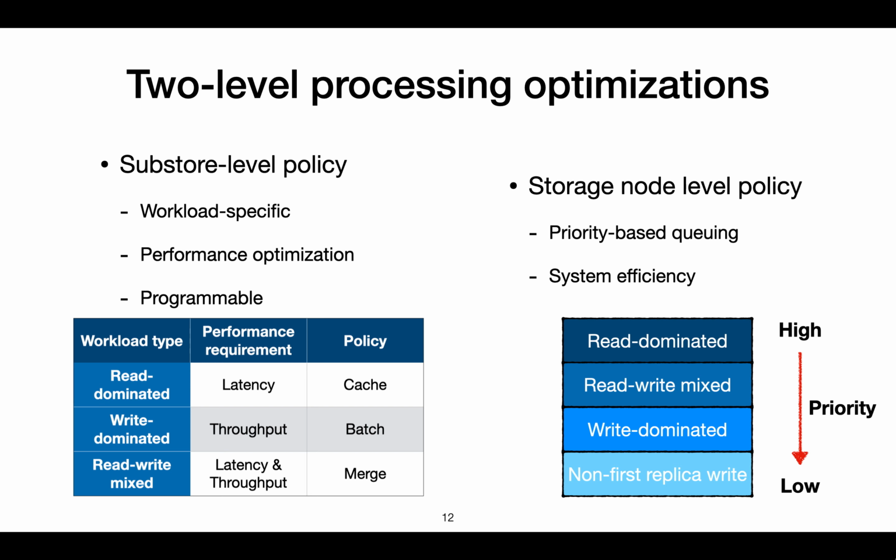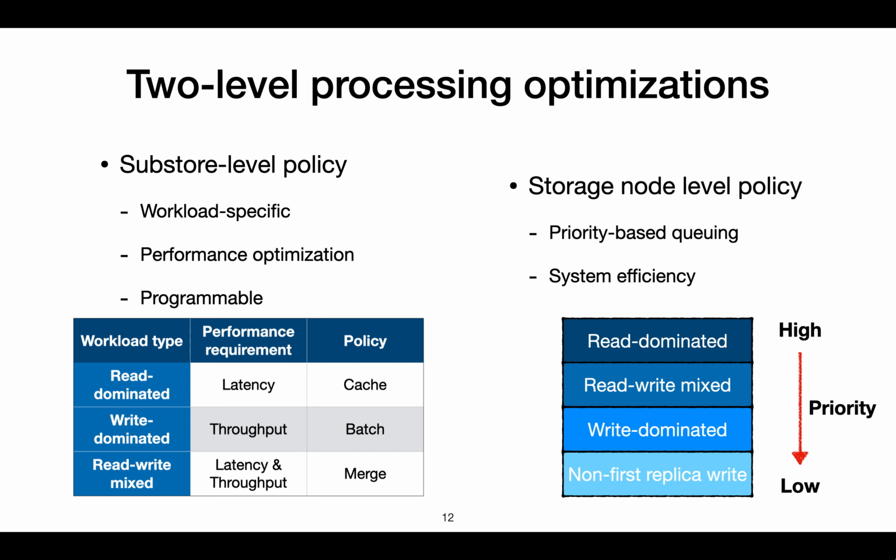In the backend storage layer, we achieve two-level processing optimizations. The substore level policy represents performance optimizations for different workloads depending on their performance requirements. For read-dominated workloads, we use cache policy to reduce the latency. For write-dominated workloads, we use batch policy to increase the throughput. As for read-write mixed workloads, we use merge policy to comprehensively improve the performance. The policy mechanism we proposed is programmable, so the policies are extensible.